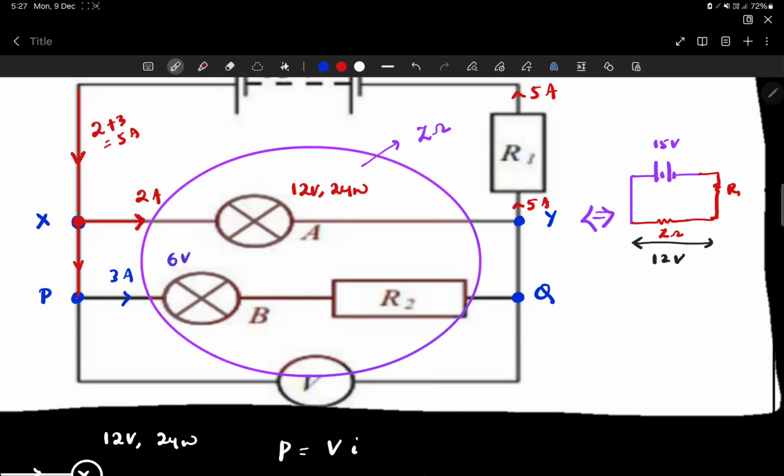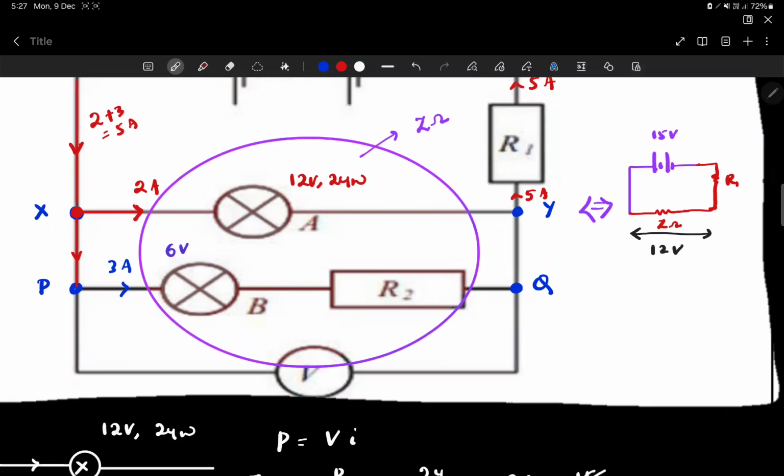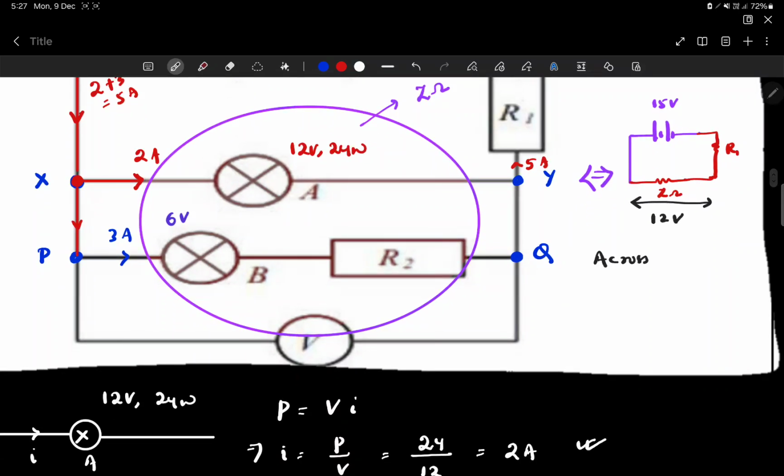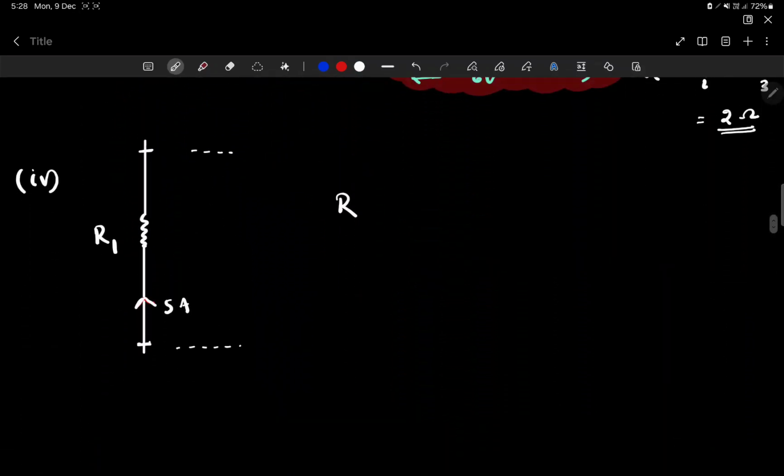So what is the potential difference across the R1? So across R1, potential difference is equal to total voltage minus consumed voltage, that is 15 minus 12. That is your 3 volt. So now we can calculate: the potential difference is 3 volt, and current through R1 is 5 ampere. So resistance R1 equals voltage across R1 by current through R1. Voltage across R1 is 3 and current through R1 is 5. That means this is your 0.6 ohm.